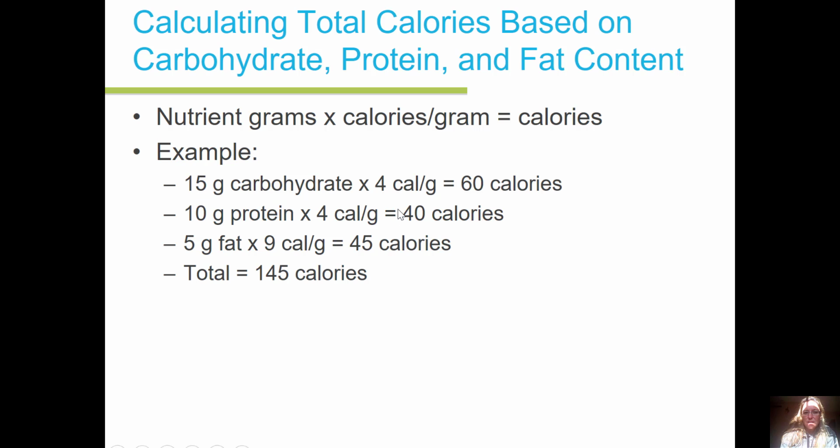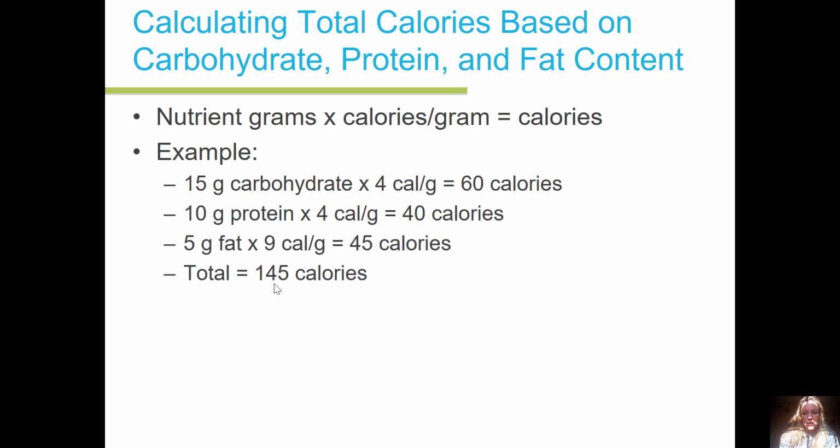So in this case, 15 times 4 would be 60 calories of carbohydrate. Protein, again, 4 calories per gram, multiply that 10 by 4, and you get 40 calories of protein. And then fat, remember, has 9 calories per gram, so 5 times 9 gives us 45 fat calories. If we add these 3 together, carb, protein, and fat calories, you get your total calories in that food item, whatever it may be. Okay, that is how you change grams into calories.